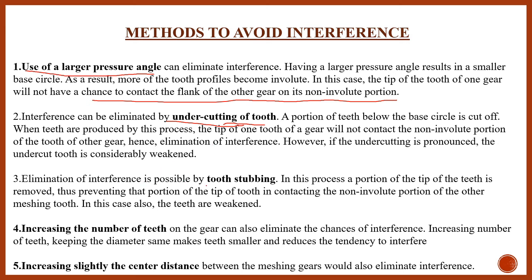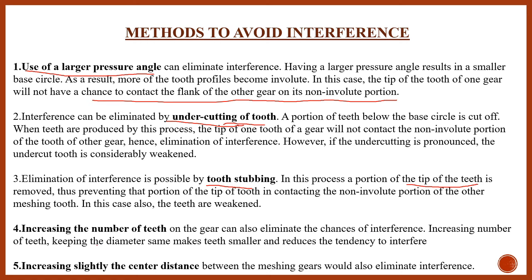Again, by tooth stubbing. In this process, the tip of the tooth is removed. Thus, there is no contact between the involute profile and the non-involute profile. With the help of this also we can avoid the interference. Again, increasing the number of teeth reduces the chances of the interference.